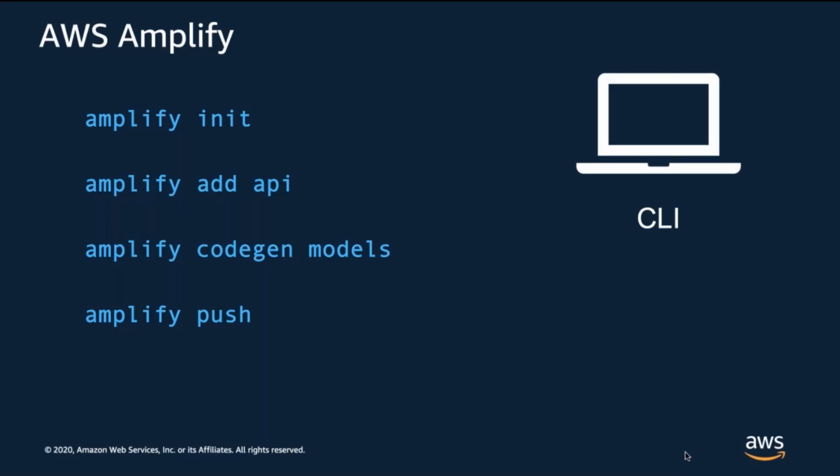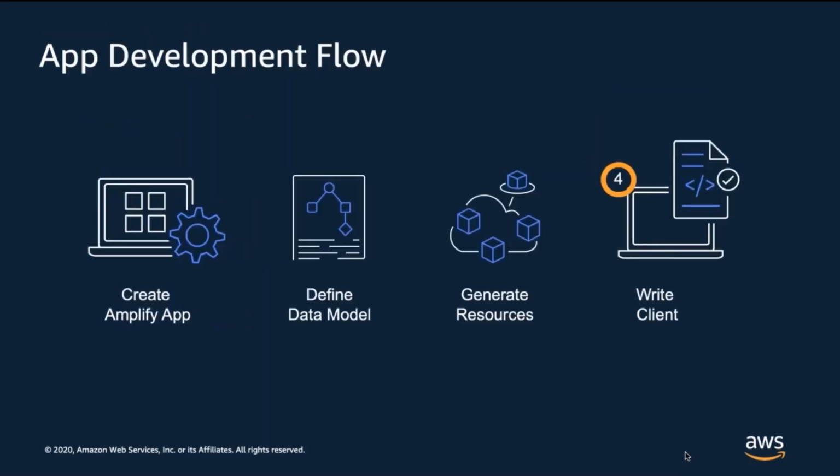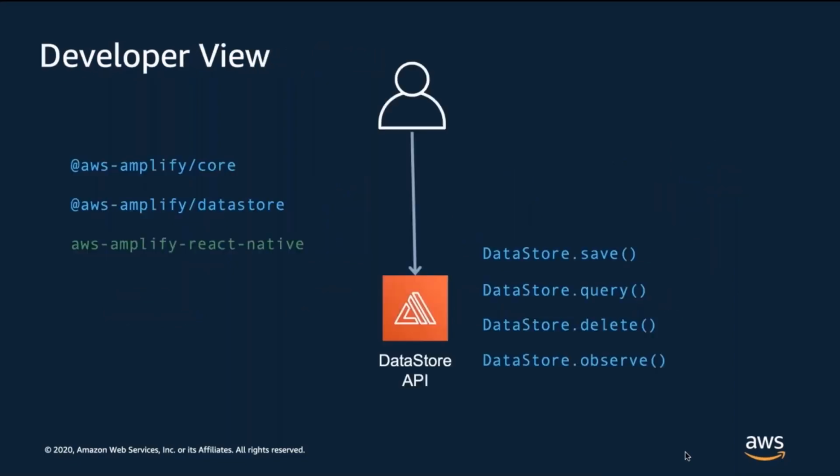So these are basically the four operations that generate your code and push it to the cloud. And lastly, you will write your client. So at this point, everything is ready for code. You just add some libraries to your client application. In this case, it's React Native.